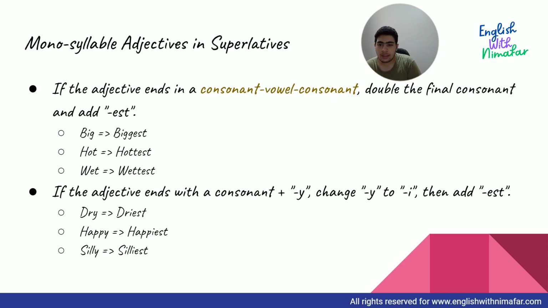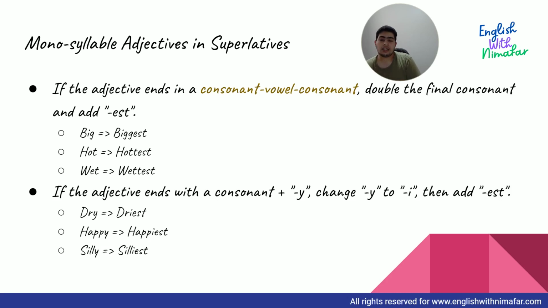But anyway, if the monosyllable adjective in superlatives ends in a consonant, vowel, consonant, the same pattern, I told you we're going to use it a lot, double the final consonant and add est. This time you add est. Big, biggest. Hot, hottest. Wet, wettest. Wettest is for British and American.